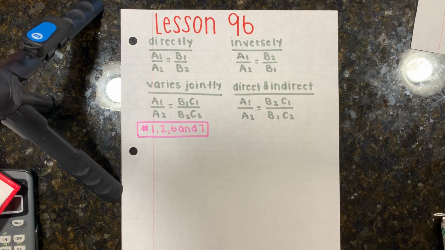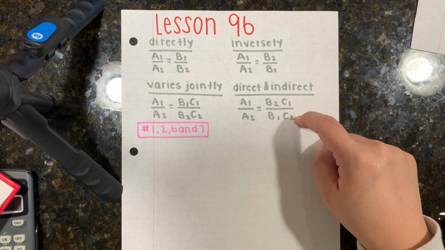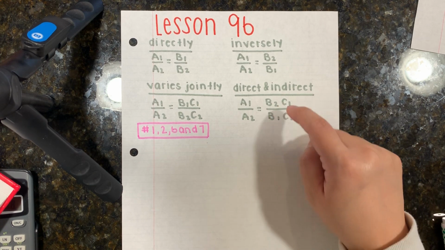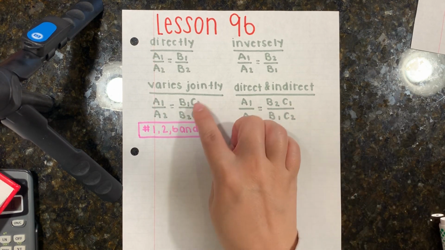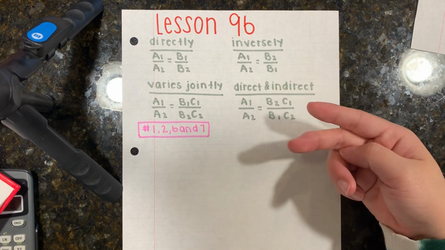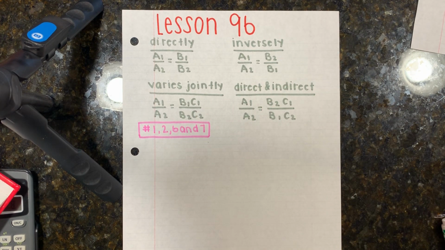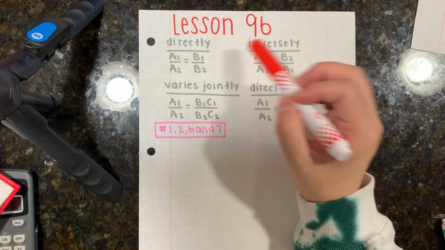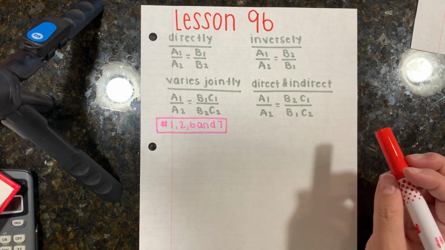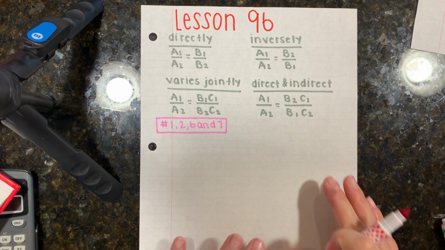But there also will be cases where it's going to be direct and indirect. So let's say it says directly to C1, so that would be C1 over C2, but indirectly to B2, so then we would flip the second one. Notice how it's similar to the first one, but the second one is actually flipping. The B1 is becoming B2 on the top and B1 in the denominator. So what you need to be pretty comfortable with is knowing what directly and indirectly fractions look like. Now we're going to go through the examples that are in the book, and then we're going to do some problems from the lesson.